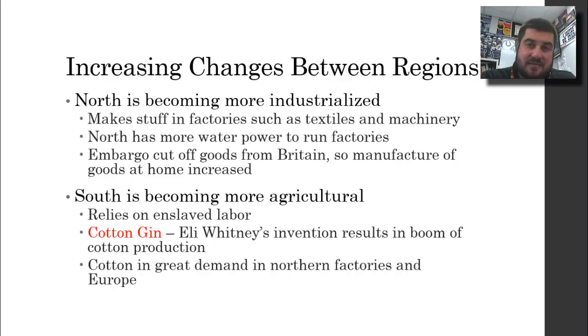And cotton will become the new crop of choice because of the invention of the cotton gin, which is short for engine, cotton engine. It's invented by Eli Whitney, and it makes the harvesting of cotton and pulling the seeds out of cotton much, much easier. And so cotton is now in great demand because we make clothes in the northern factories and they make clothes in Europe at the same time. So this will lead to the Civil War, these increasing changes between the regions.